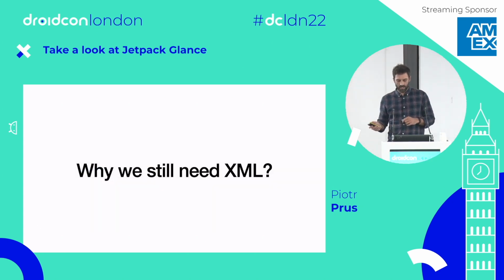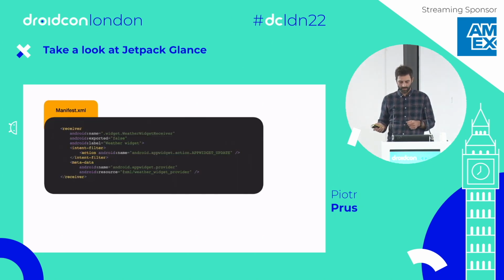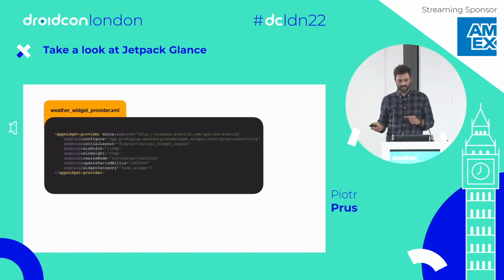So why do we still need XML to make widgets? We still have the manifest, and we need to register the provider, the receiver of the widget. Here it is. So we have the weather widget provider, and this is the classic provider that we have been using since API 1, and we still need that, and it's in XML. I don't know if they plan to make any update to that, but right now it is what it is.